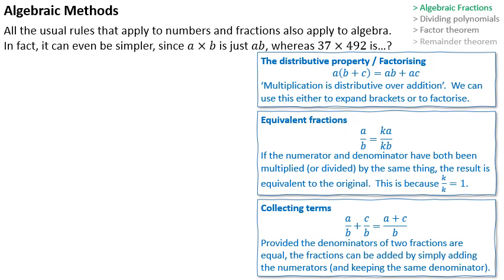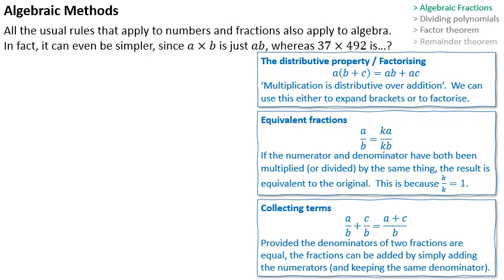We haven't changed the size of the slice. You've been given a slice of pizza followed by another 2 slices of pizza. They're the same sized slice that they always were, but you now have 3 of them. This is equivalent to saying that ax plus cx equals a plus c times x. So in a way, it's the same as the distributive property, but it's been written in the form of fractions so that we can see it in that way.